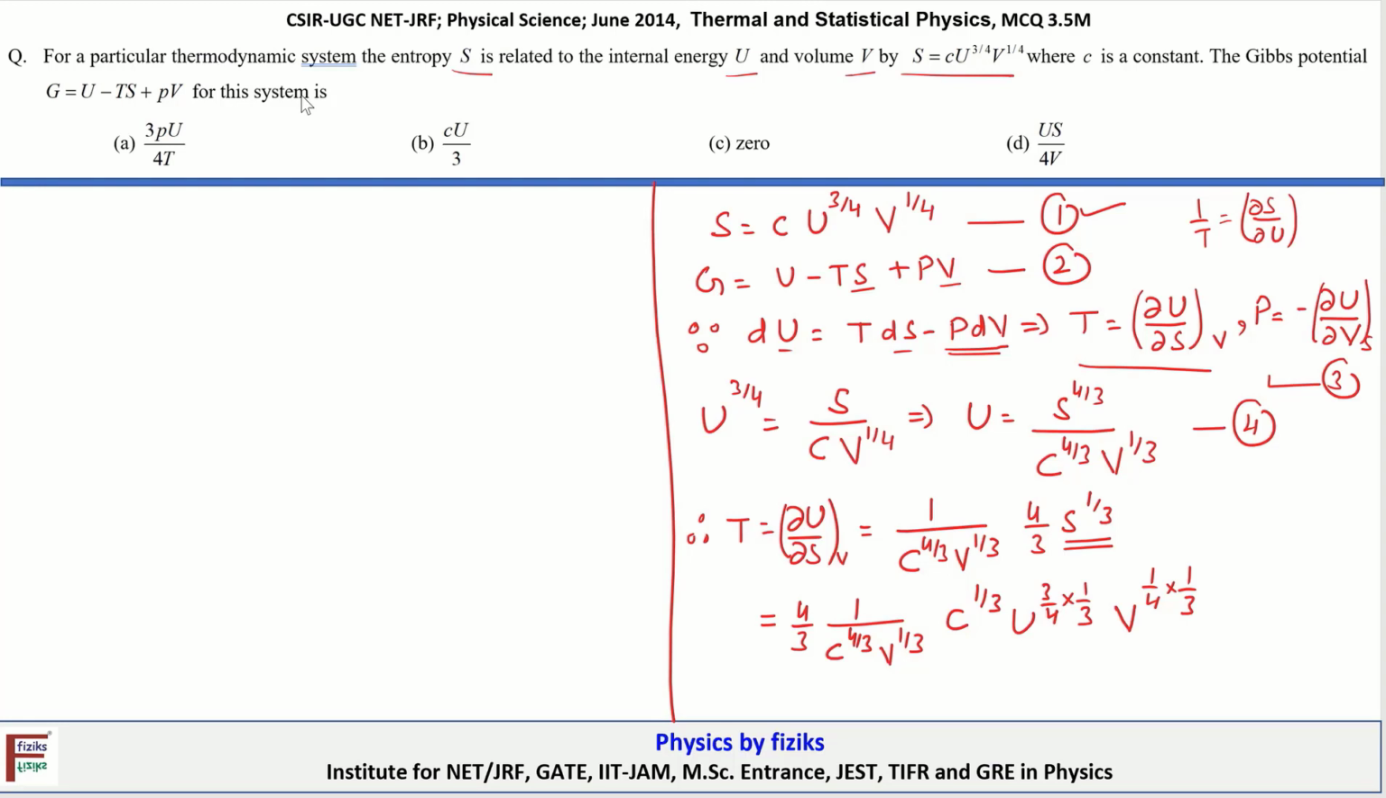Similarly, the u power will become u power 1 by 4 in the numerator, and b power 1 by 3 will cancel with b power 1 by 3 in the denominator, and we will be left with only b power 1 by 4 in the numerator. So after rearranging all these terms, I'm writing the final expression here. This is equal to 4 by 3 and then c in the denominator, and then u power 1 by 4, and then v power 1 by 4. Now let me call this equation 5.